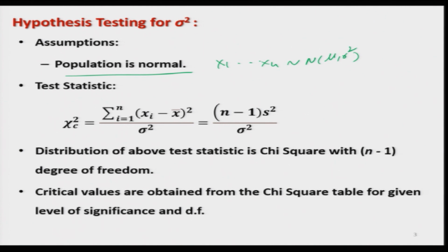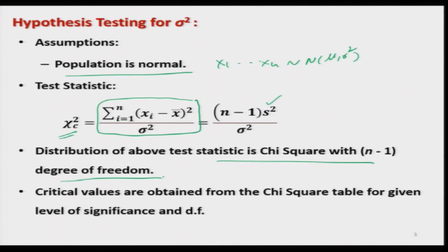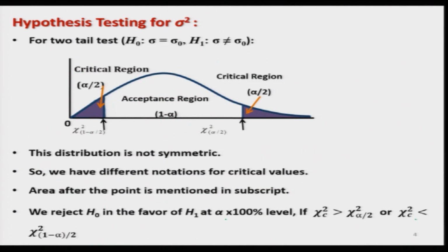If you take this statistic, summation i goes from 1 to n of (xi minus x bar) whole square divided by sigma square, this can be written as (n minus 1) s square upon sigma square. This is the test statistic. You know that the distribution of this test statistic is a chi-square distribution with n minus 1 degrees of freedom. If you want to obtain the critical value, then obviously you have to use the chi-square table at a given level of significance.